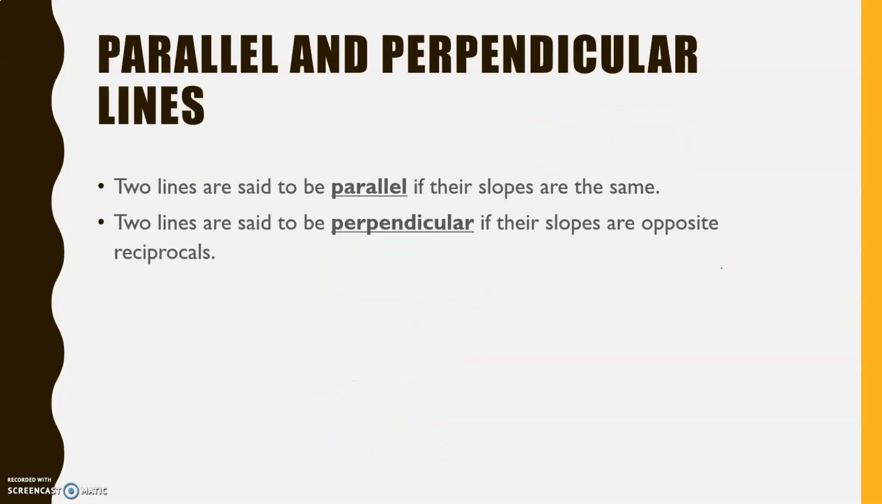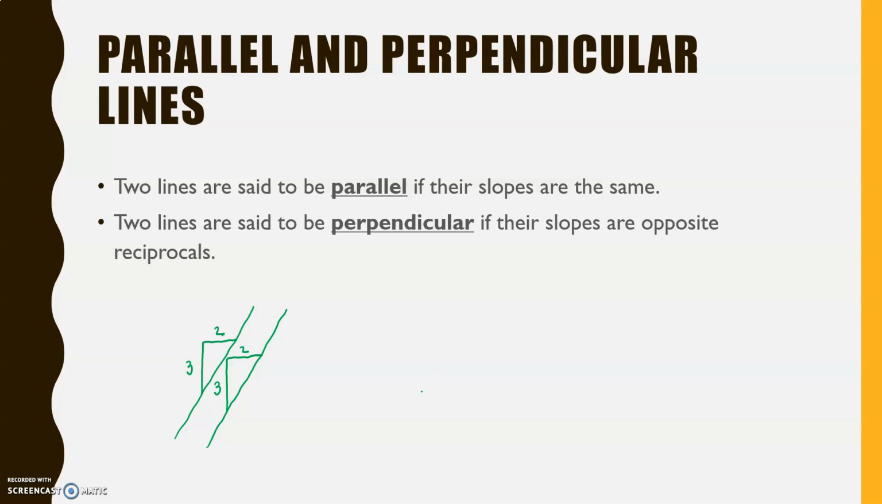All right, so parallel and perpendicular lines. Two lines are said to be parallel if their slopes are the same. So if I have two lines that are parallel, they're never going to touch. I could say that this has a slope of 3/2. That means that this one also has a slope of 3/2. The slopes have to be exactly the same. It can't be even a little bit off.